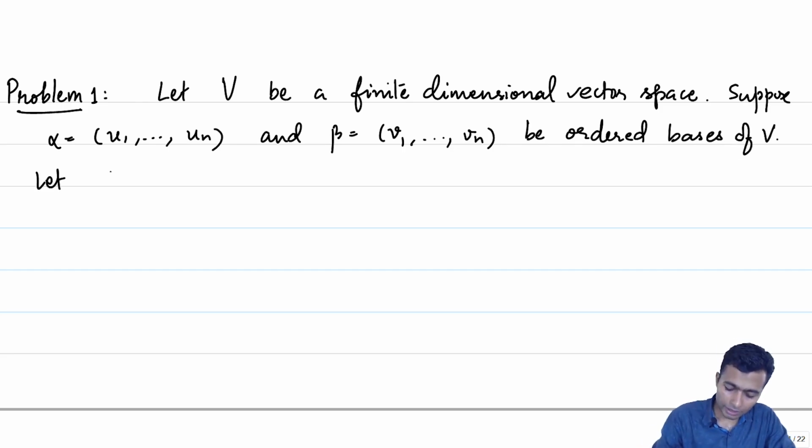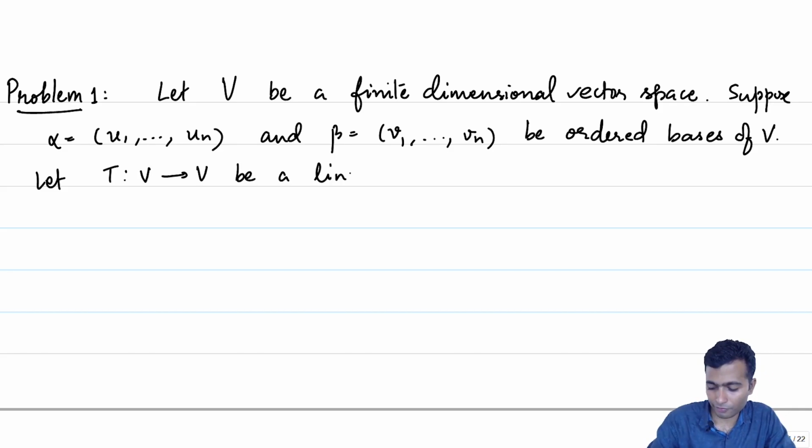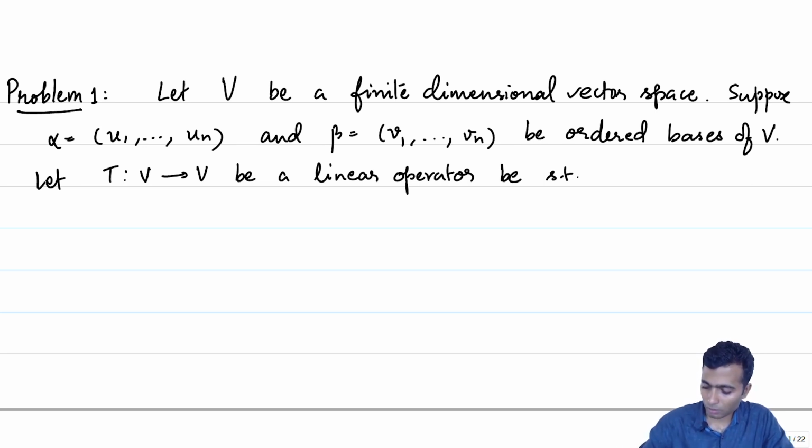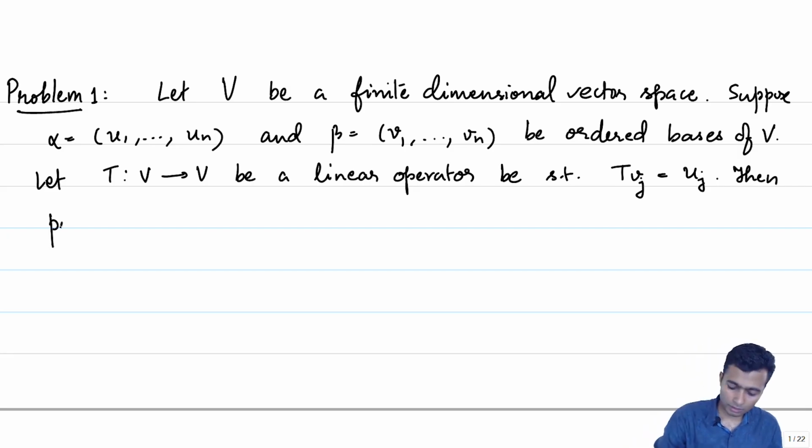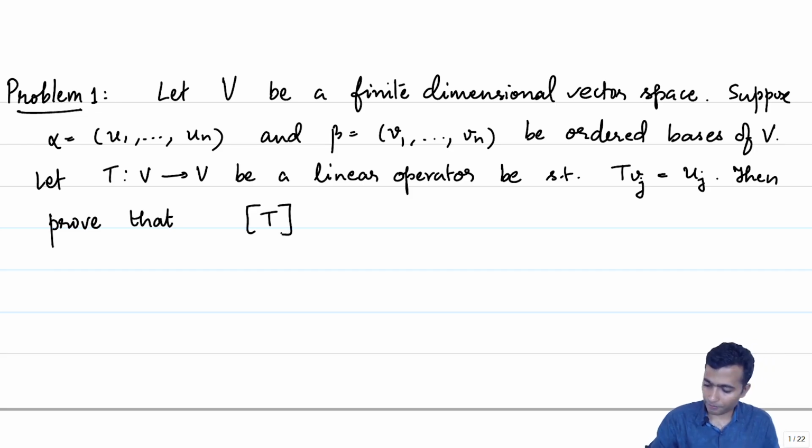And let T be a linear operator, linear transformation from V to itself, which maps Vj to Uj. T of Vj is equal to Uj. Then prove that the matrix of T with respect to the basis beta is equal to the change of basis matrix from alpha to beta.